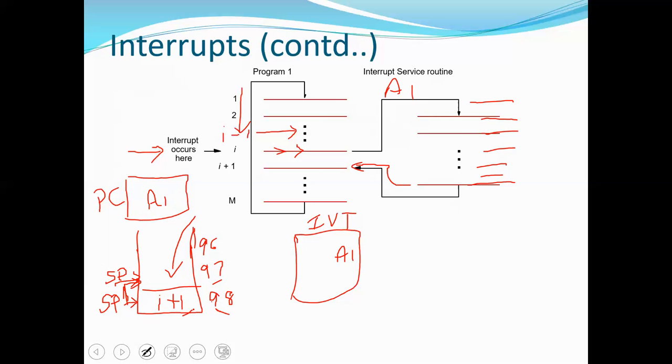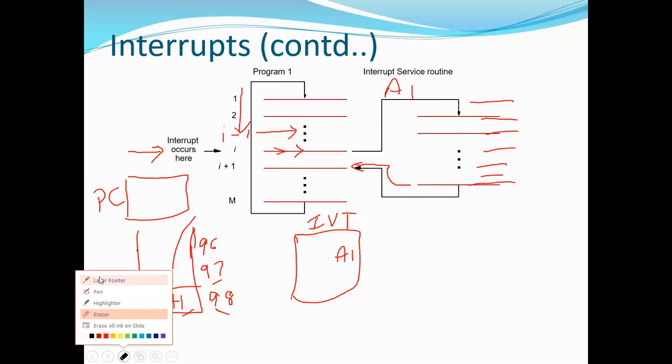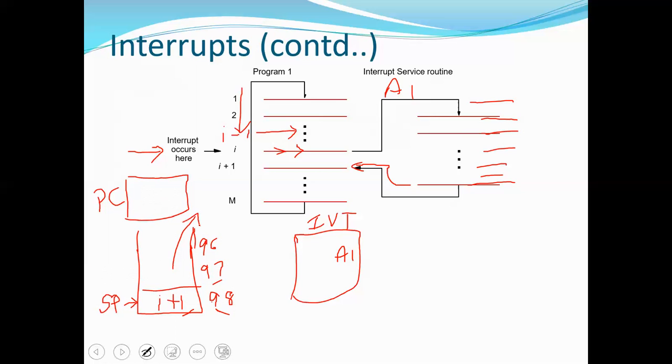So the SP value, that is the stack pointer value, is incremented to the next location, so it points here. Okay, and the value I plus 1 is taken out from the stack. The value is taken out and moved to the PC. Okay, so from the statement I plus 1, the instruction starts to execute and continues to execute. Fine. Now, this is about the address of the next instruction to be executed.